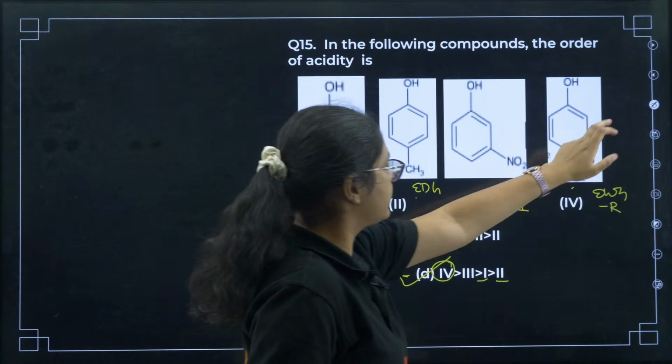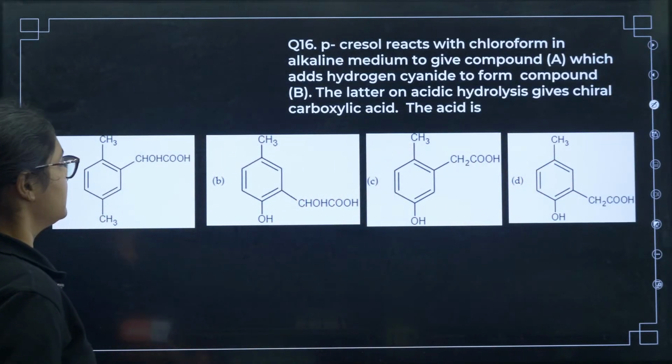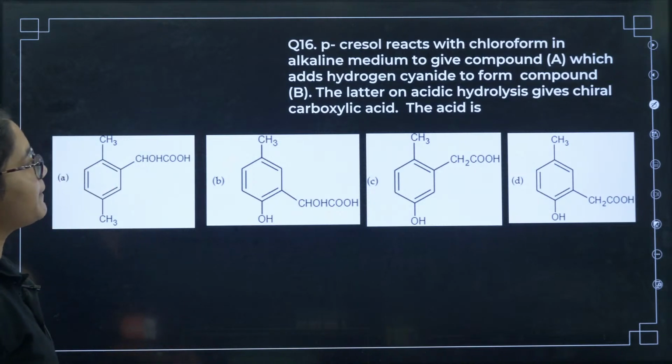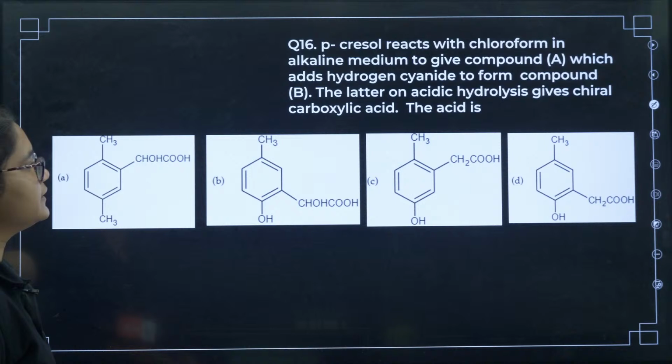Now let's go to the next question, that is question number 16. Paracresol reacts with chloroform in alkaline medium to give compound A, which adds hydrogen cyanide to form compound B. The latter on acidic hydrolysis gives a chiral carboxylic acid. The acid is... yes, you are getting a chiral carboxylic acid.